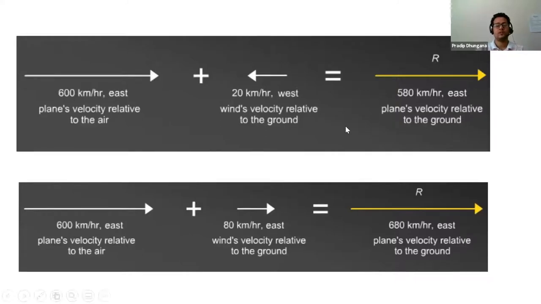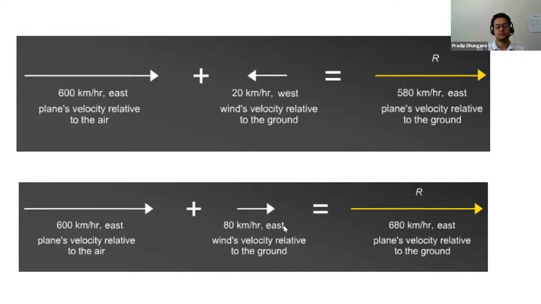Now, let me briefly explain the concept. How do we apply the concept of relative velocity? So let us suppose the plane's velocity relative to the air is 600 km per hour towards east, and then there is a 20 km per hour wind velocity relative to the ground towards west. Then the relative velocity of the plane with respect to the ground becomes 580 km per hour, because here the plane's velocity and wind's velocity are opposite to each other. So whenever we find relative velocity, we have to subtract 20 km per hour from 600 km per hour. If the direction is different, we'll subtract.